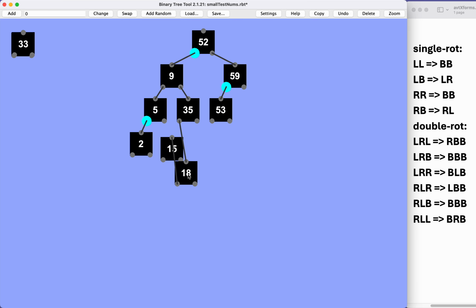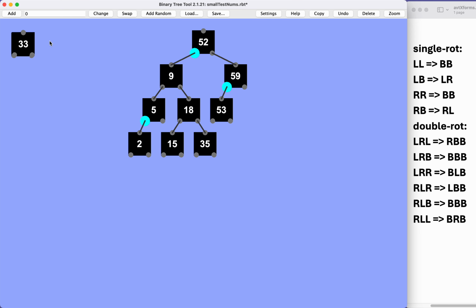And I have a double rotation to do. Now I have a 33. 33 ends up coming down here and becomes 35's left child. 35 sees that 33 has gone from null to non-null, so it adjusts its balance factor to the left. 18 sees growth to the right, adjusts its balance factor to the right. 9 sees growth to the right, adjusts balance factor to the right.